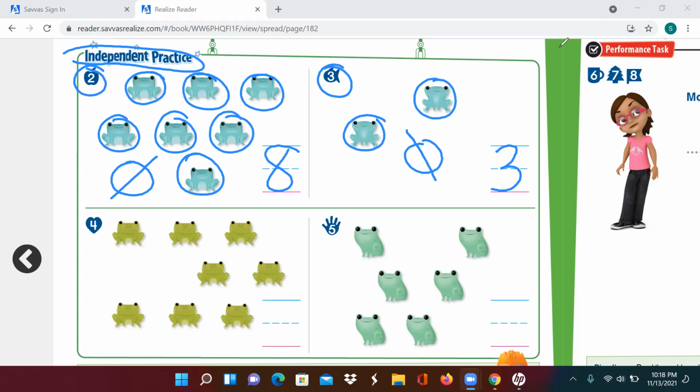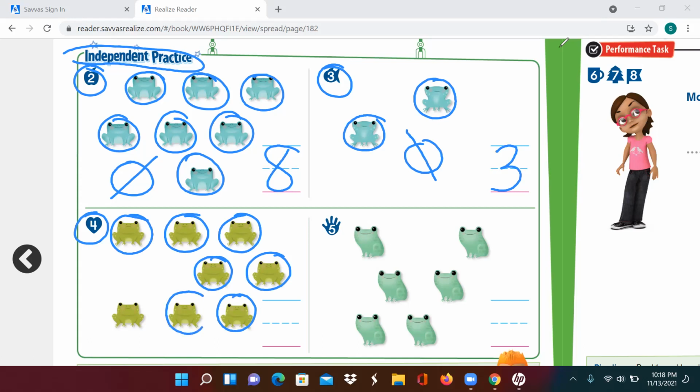Let's continue. There are 1, 2, 3, 4, 5, 6, 7, 8 frogs at the pond. And then he sees one more. So what do we do? We repeat 8 and continue 9. So now there are 9 frogs.